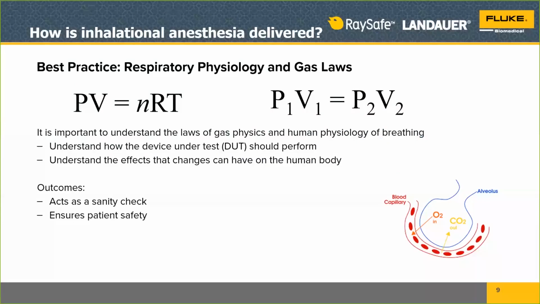So it's important to understand how the device under test, in this case the anesthesia machine, is operating, so that when a pressure or a volume or a flow is off, what will changing that have in terms of an effect on the rest of the system? What will that have in terms of an effect on the patient? Ultimately, what we're trying to do here is ensure patient safety. So use this as a sanity check to make sure that everything that you're doing in terms of your preventive maintenance or troubleshooting makes sense from your perspective. And the key to that is understanding how the body processes and how it respires, as well as how these gas laws operate.